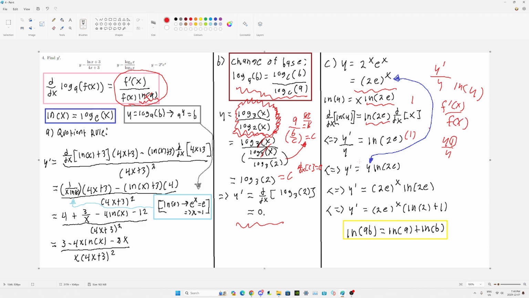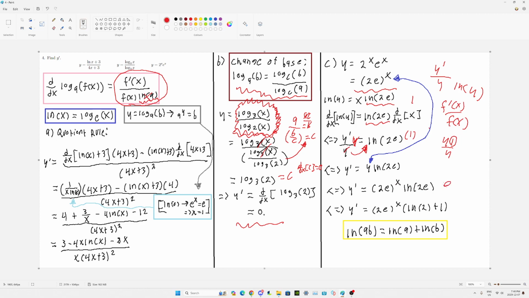Then what we can do here is multiply by y on both sides. That gives us y, and those cancel out. So we get y prime is equal to y ln 2e. We notice that we originally started with y equals 2 to the x, e to the x, so we can just sub that back in. Then we get y prime equals (2e) to the x times ln (2e).